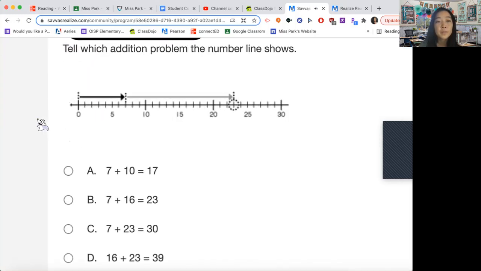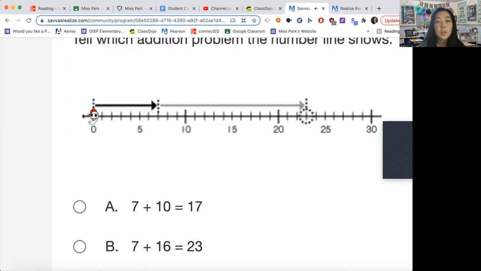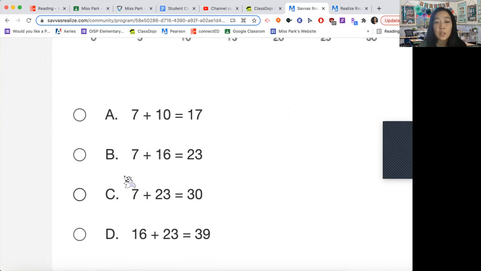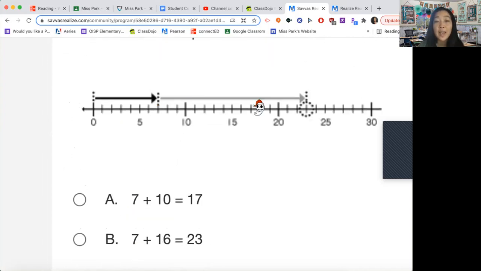Tell which addition problem the number line shows. So we start off at this number. So here's 5, 6, 7. So it needs to start with 7. So we have 3 choices. It's either going to be A, B, or C. Now we're going to count on to get to our total. So we start at this number 7, and let's count on.